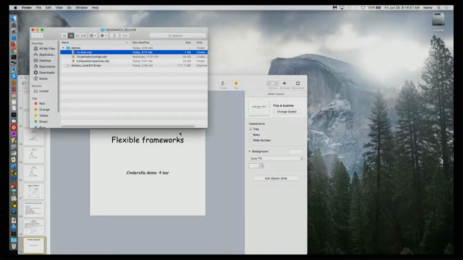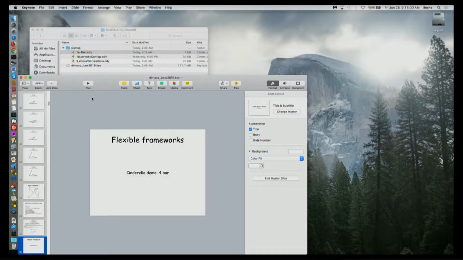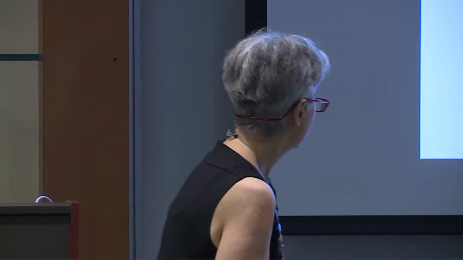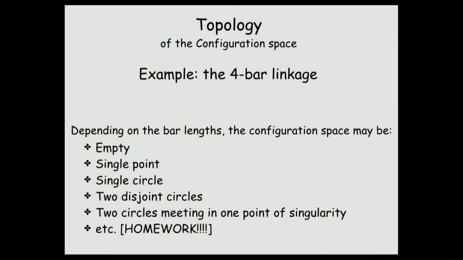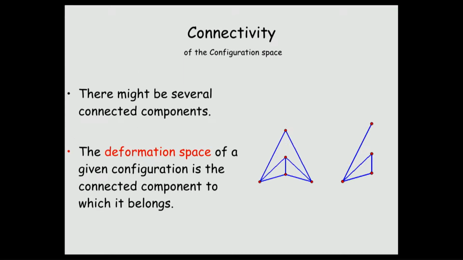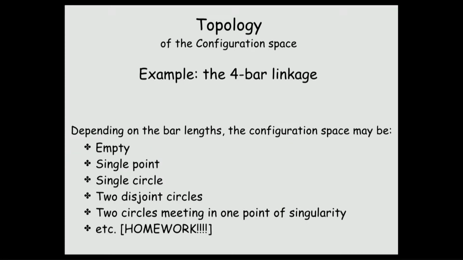Okay, so that is what we mean by understanding the topology of the configuration space. So now, here's for those of you who know this and want to play a little bit. Just for the humble 4-bar linkage, depending on the edge lengths, the configuration space may be empty, maybe a single point, maybe a single circle, maybe 2 disjoint circles, maybe 2 circles meeting in one point of singularity, etc. Homework. Yeah, so it's been studied a lot.